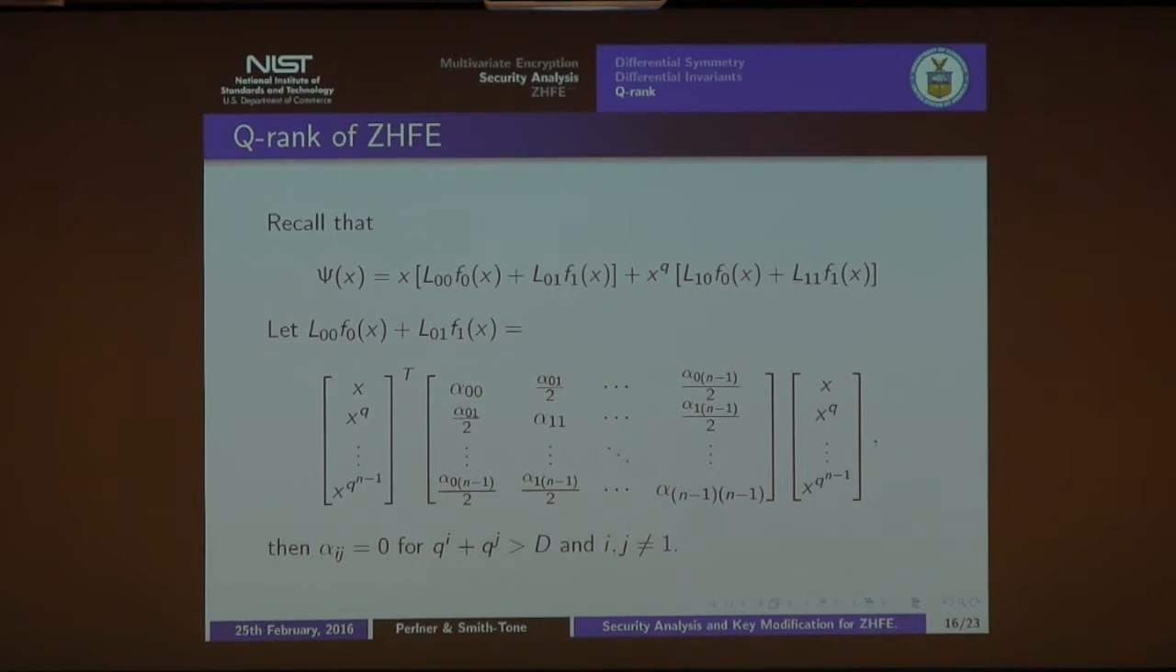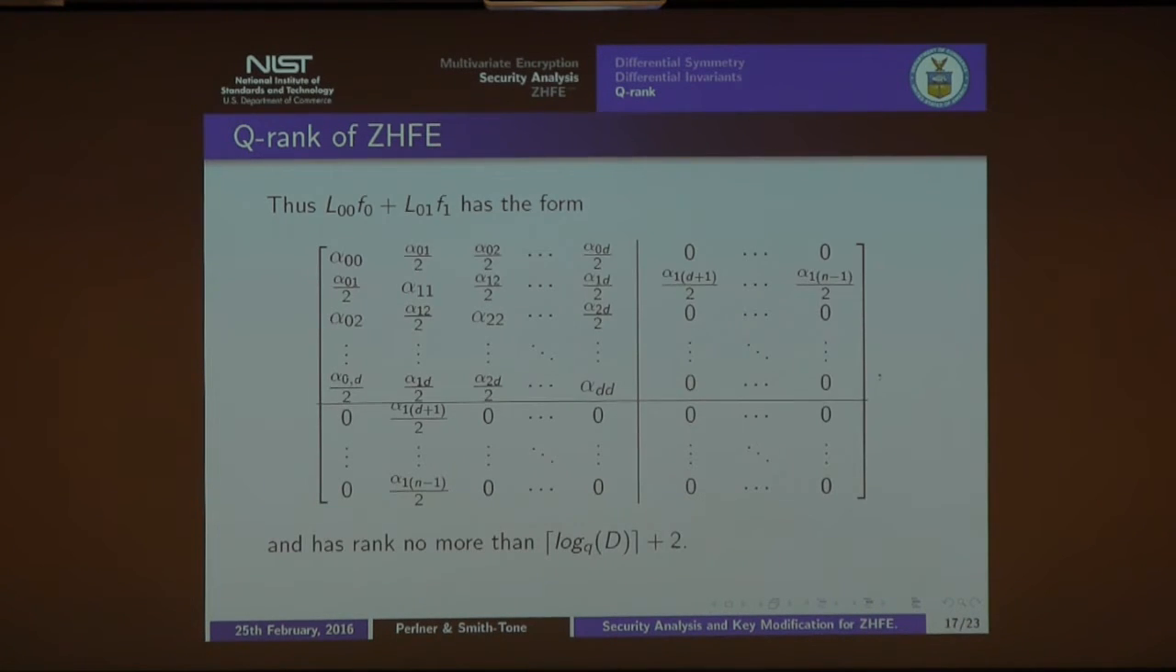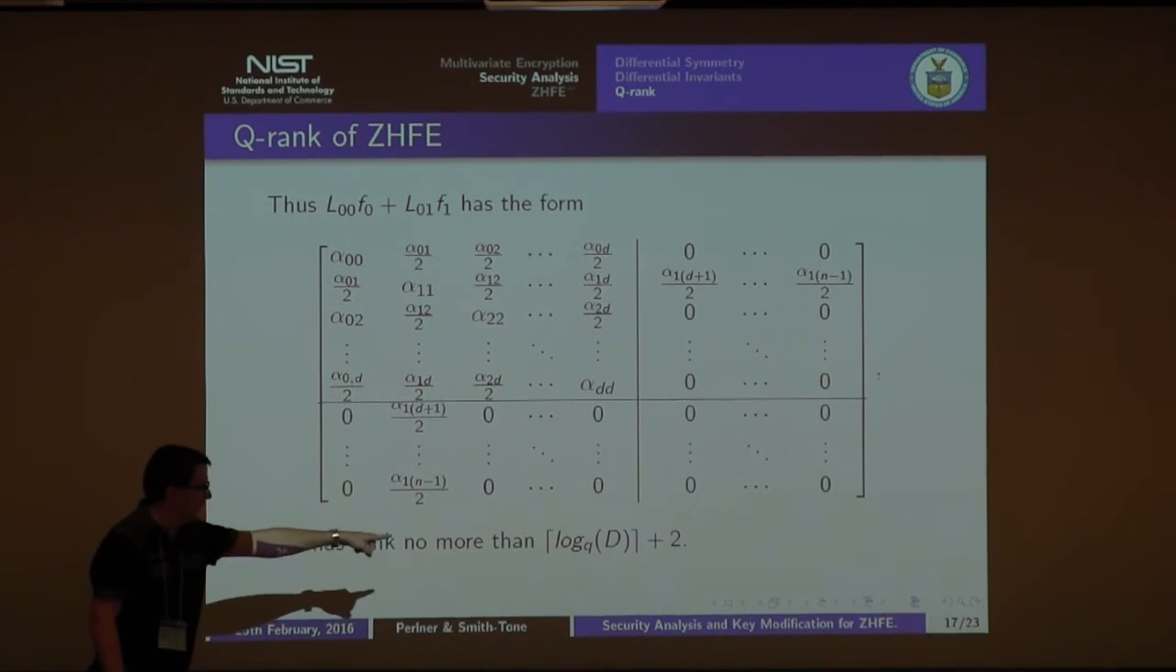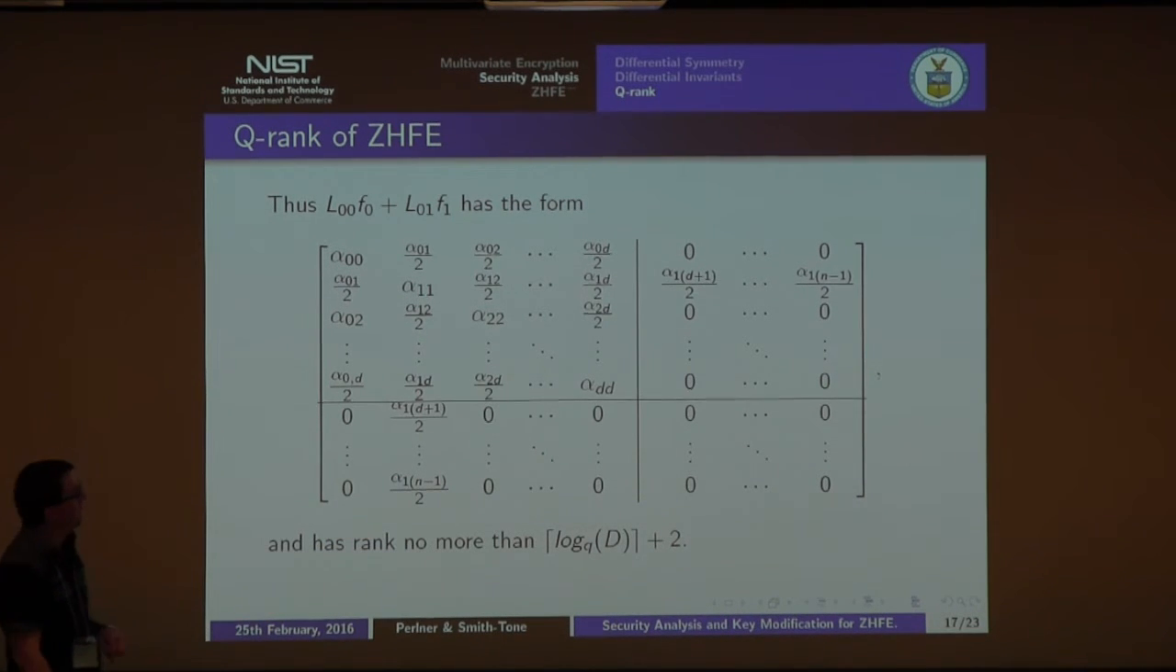So we can revise our view of this quadratic form. It really looks like this. That doesn't have high Q rank, right? That's the punchline. It does not have high Q rank. I think this may need to be a floor, not a ceiling here, but it does not have high Q rank. Quite obviously, right?